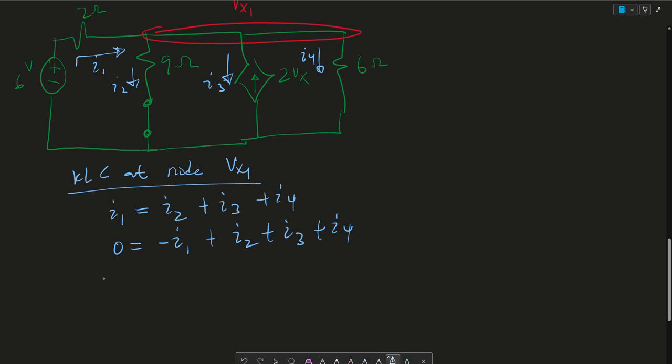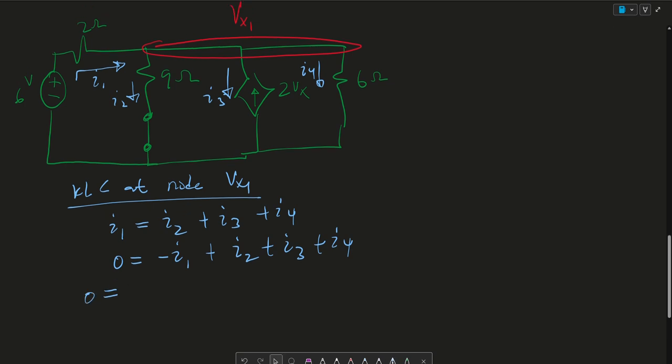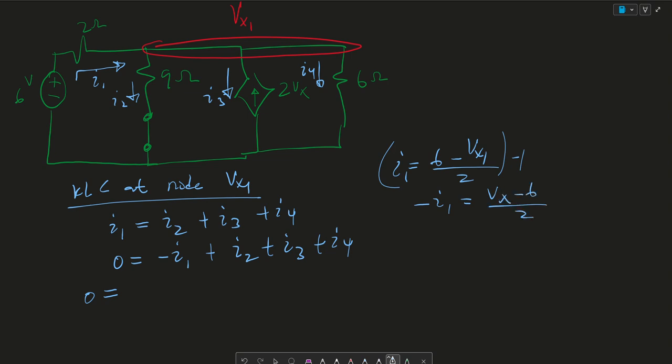And we get that 0 is equal to negative I1. I1, just as a side note, is (6 minus Vx1) over 2. If we multiply this entire thing by negative 1, negative I1 will be (Vx minus 6) over 2. I hope that makes sense. So that's what I'm going to write here. So (Vx minus 6) over 2 plus I2, which is just Vx over 9 ohms.